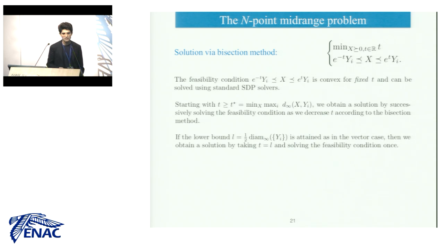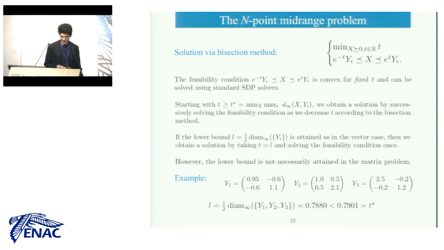I mean, bisection is a standard one. So you have an upper bound, lower bound, and you keep taking bisections. Now, crucially, if the lower bound is attained as in the vector case, then we don't even need to bother with this, because all we have to do is put L in for t and then solve for the feasibility constraints once. And then we have our mid-range, and that's the end of it.